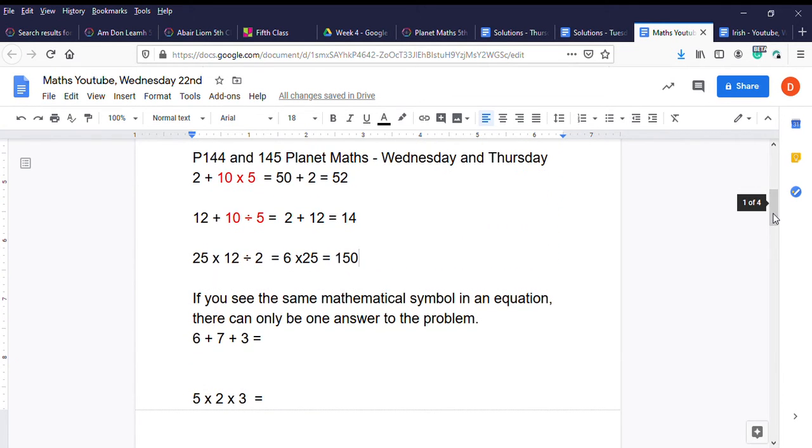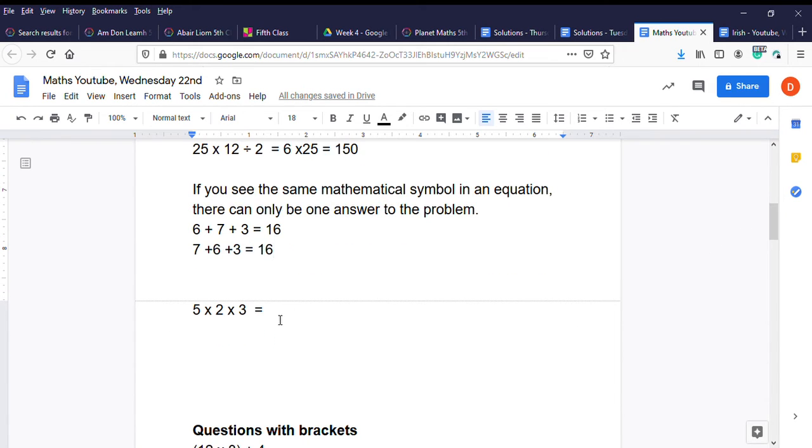And those questions are there to just demonstrate that if you see the same mathematical symbol in an equation, there can only be one answer to the problem. 6 plus 7 plus 3 is 16. If you reorder the numbers or reorder the symbols, there's still going to be addition symbols, of course, you're going to get the same answer. So 7 plus 6 plus 3 equals 16.